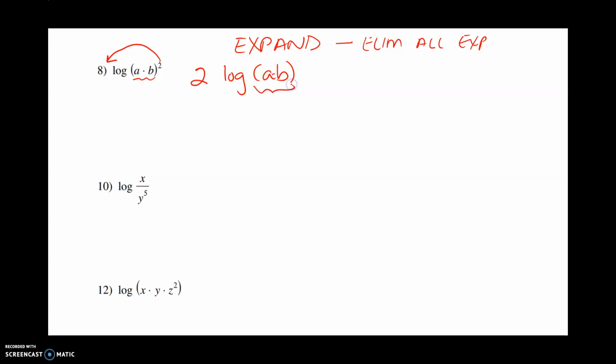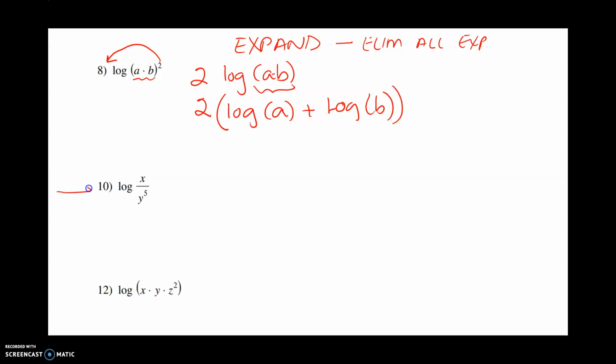Now I can expand this because it's a multiplication, but notice the 2 affects both in the quantity. So I'm going to do this: 2 times the quantity log of A plus log of B. So we have to watch, obviously, where exponents fall. In this case, it was outside the parenthesis and it affected both things inside.